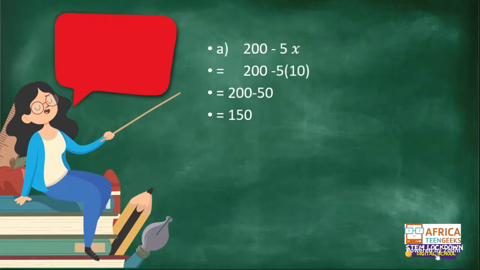So as you can see, I've just given you the solution there. You can see 200 minus 5x, and that's 200 minus 5 times 10. I think it was Tino who answered this first one there. 5 times 10 is 50. If you subtract that from 200, you get 150. Yoliswa, I see your hand is up.